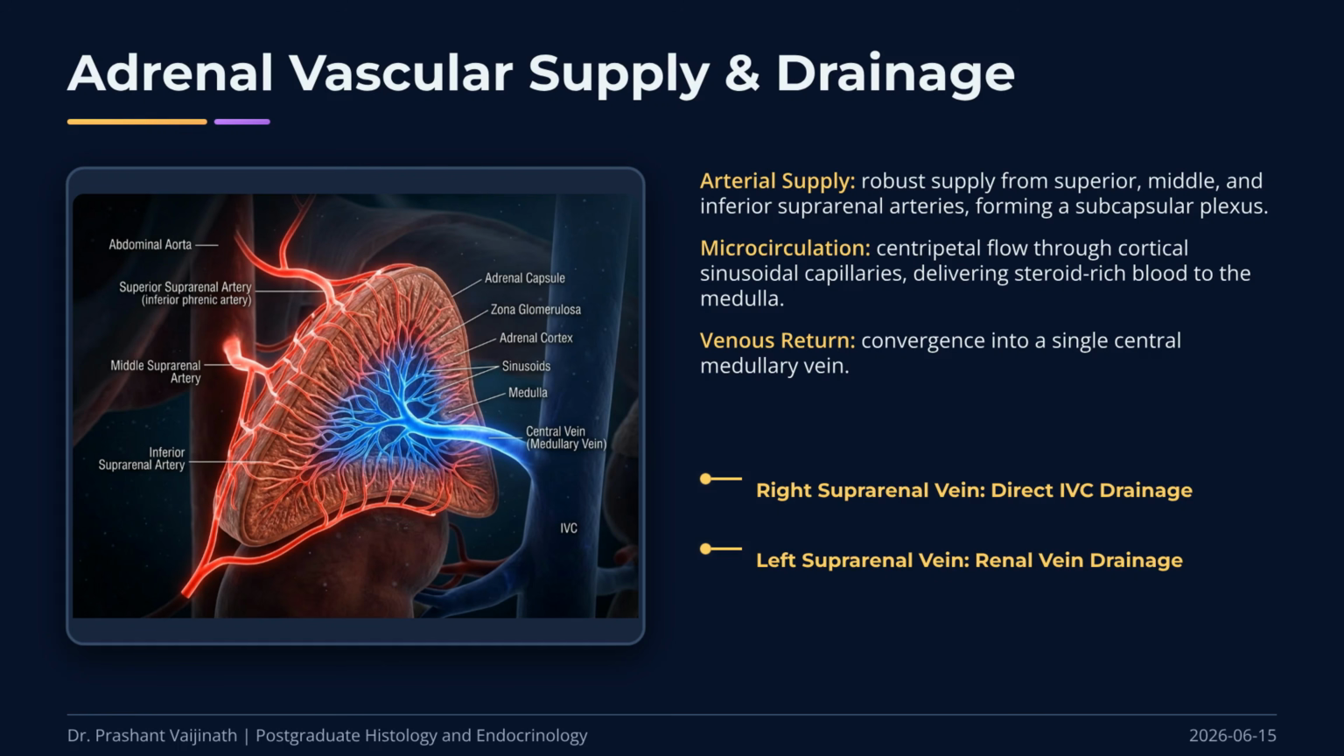The adrenal glands receive a robust arterial supply from 3 suprarenal arteries. Microcirculation involves centripetal flow through the cortex, delivering steroid-rich blood to the medulla. Venous drainage converges into a single central medullary vein.